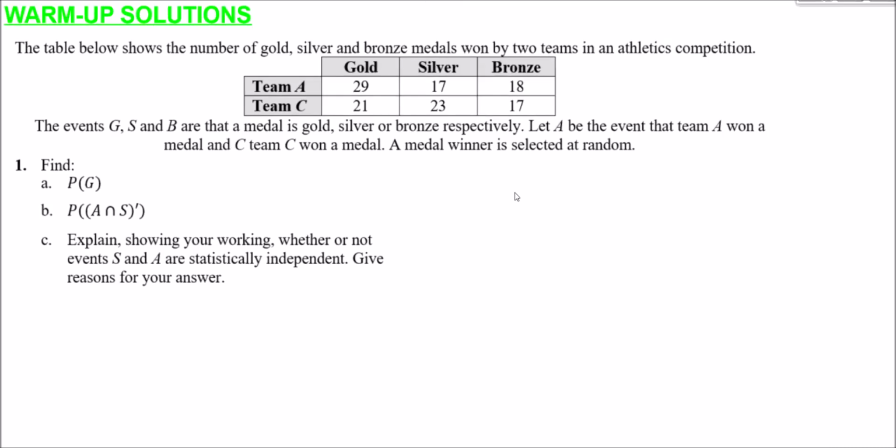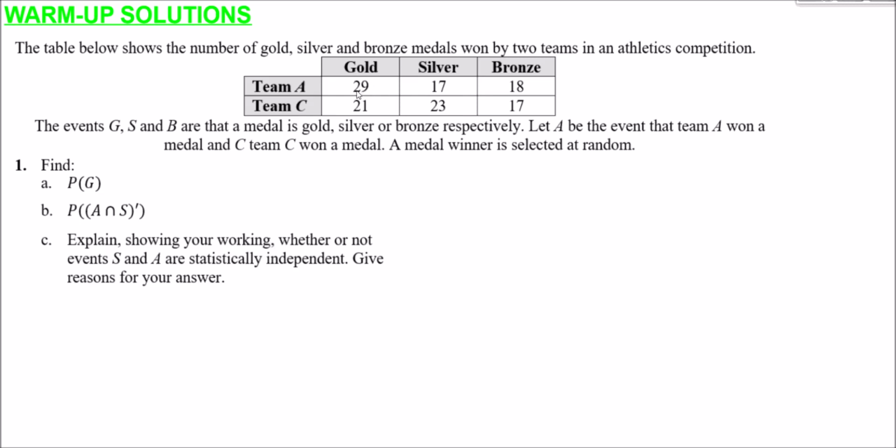So question 1 and question 2, by the way, we've got this table below showing the number of gold, silver and bronze medals won by two teams in an athletics competition. The events G, S and B are that a medal is gold, silver and bronze respectively, and we're going to let A be the event that Team A won a medal, and C be that Team C won a medal. A medal winner is chosen at random from all these people. And first of all, we need to find the probability that that person is a gold medal winner.